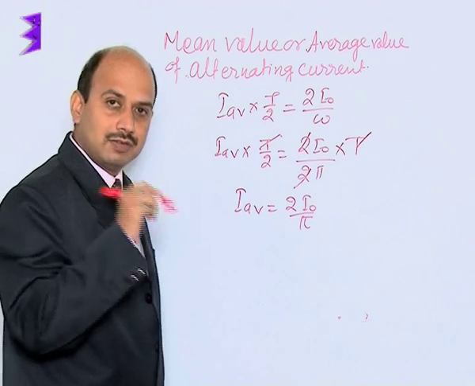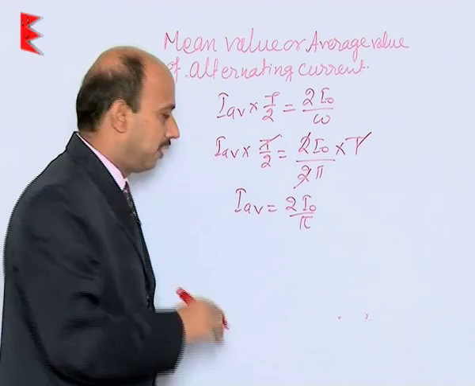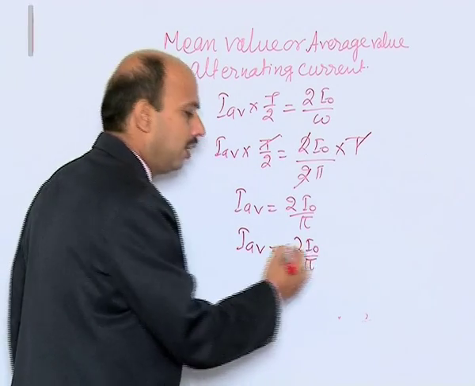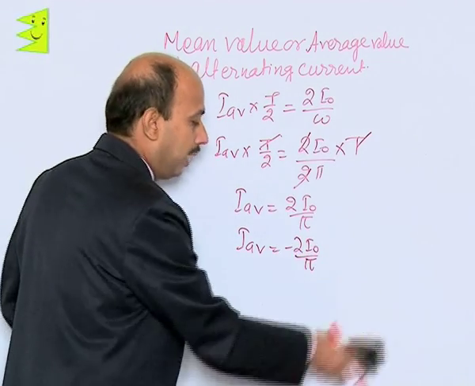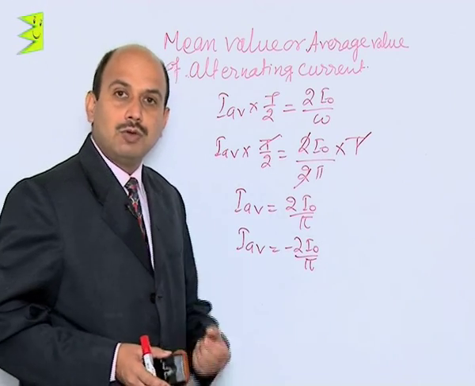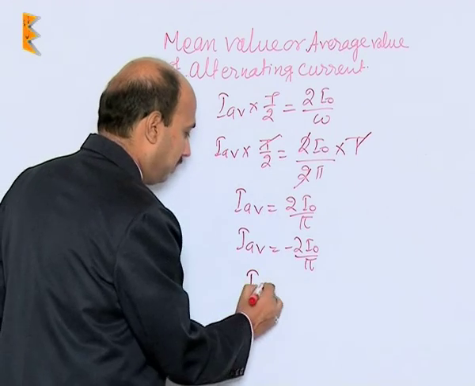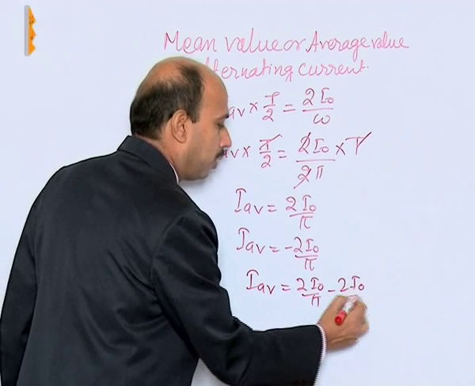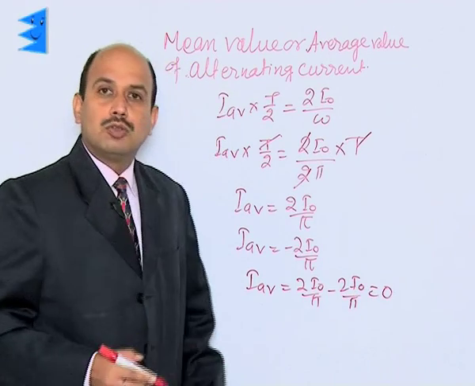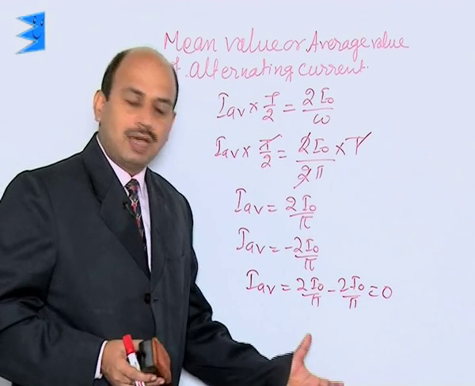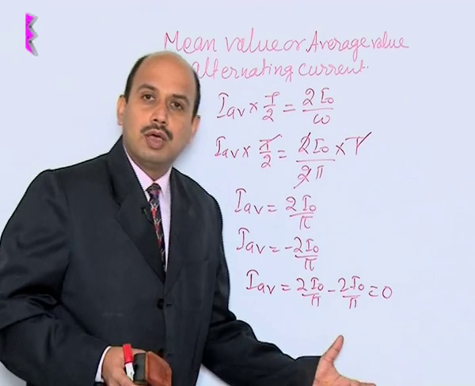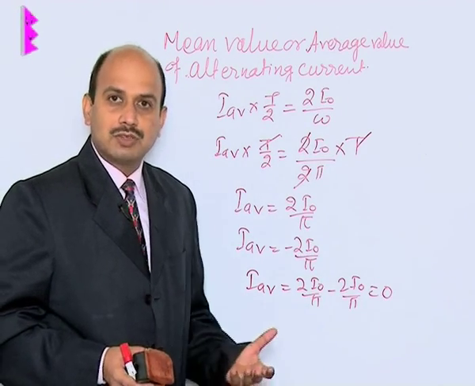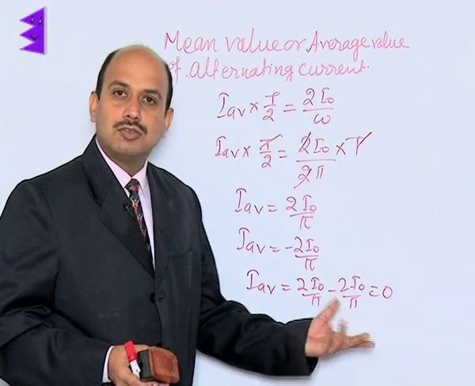Similarly, we can get the average value of AC in the negative half cycle, which will be minus 2 I naught upon pi, and when we add these two values, the average value of AC over one cycle is 2 I naught upon pi minus 2 I naught upon pi, which is equal to 0. So the average value of AC in one cycle is 0. It means if you connect a moving coil galvanometer to the AC source, it will show null deflection, because in one cycle the average current is 0.